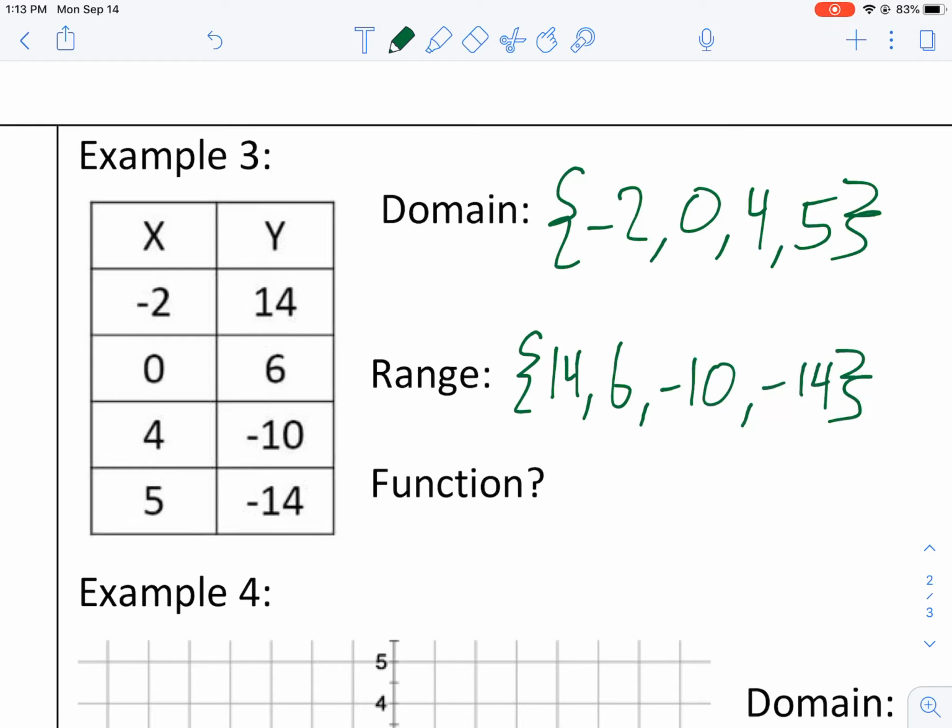And again, is this a function? Yes. None of our inputs repeat. Each input is only going to one output, so therefore, yes, this is a function.